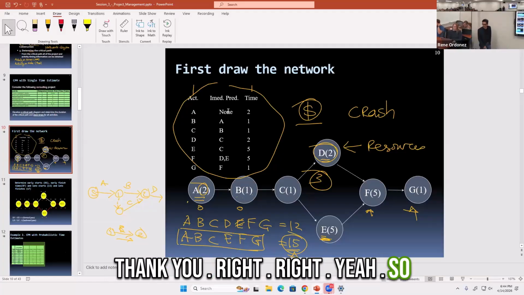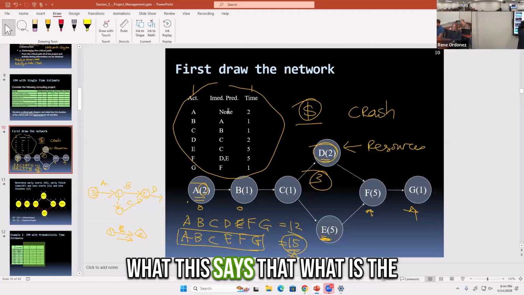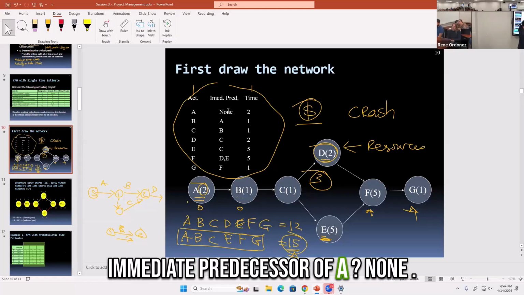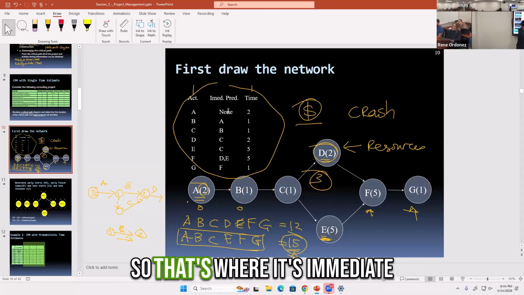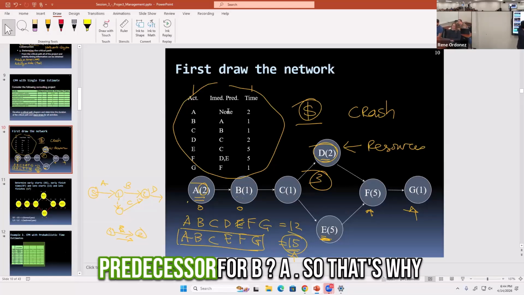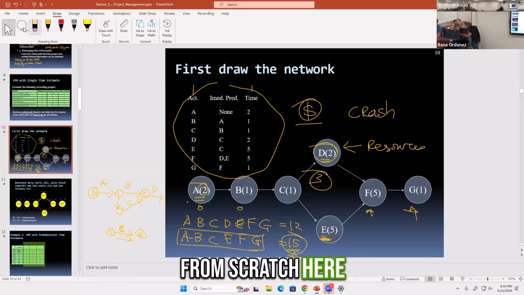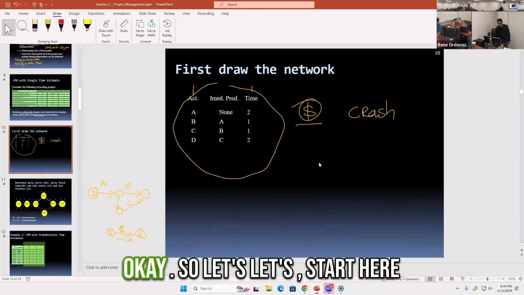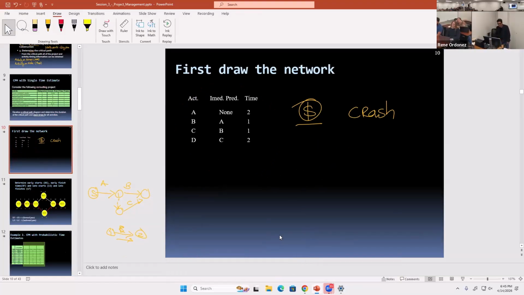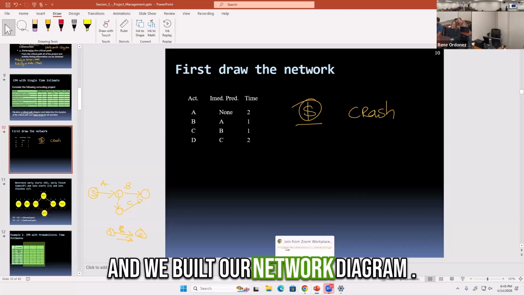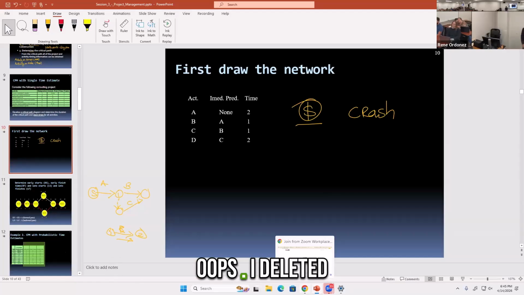Right, yeah. So what is the immediate predecessor of A? None. Immediate predecessor for B, A. So that's why you create that. And maybe I'll start from scratch here. Okay, so let's start here, and we build our network diagram.